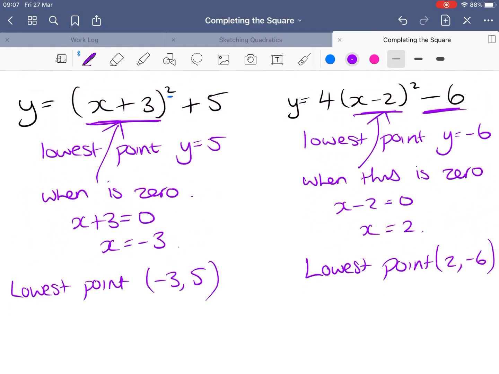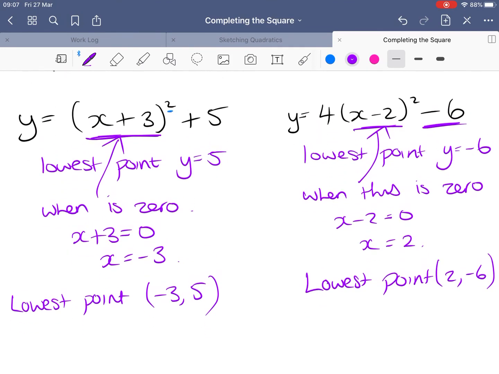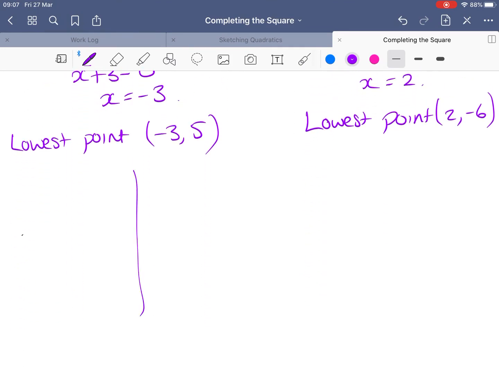So if I wanted to draw these two quadratics, I could draw my axes. I know at the point minus 3, oops, not minus 5, sorry, minus 3, 5, that is the lowest point of my quadratic. So it's going to go, sorry, not a very good quadratic there, up there like that. Okay, and how would I find that point?